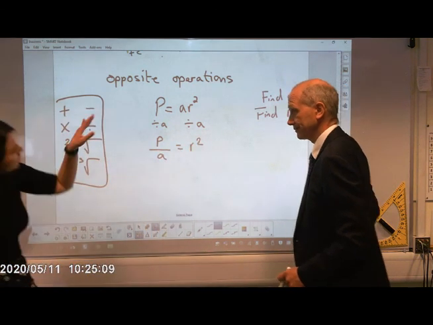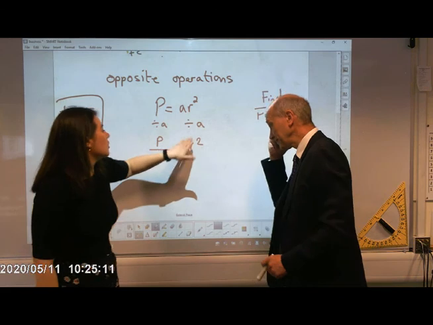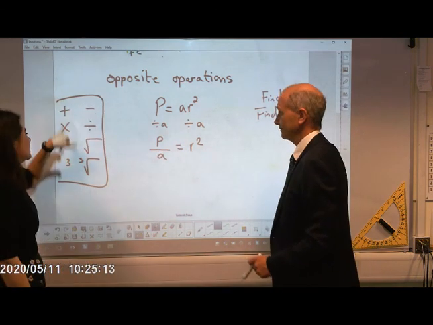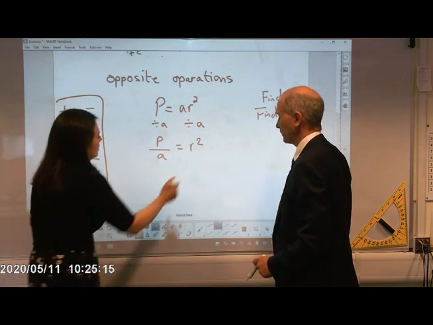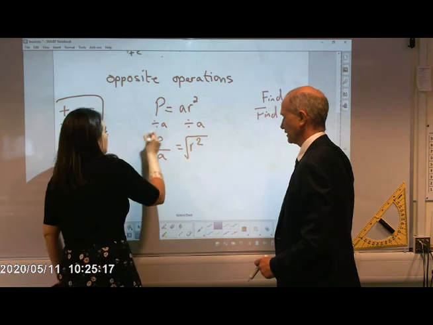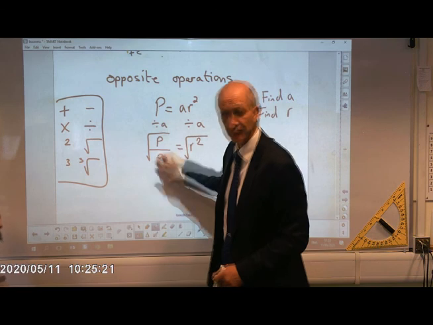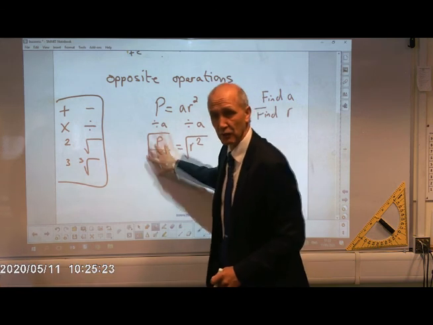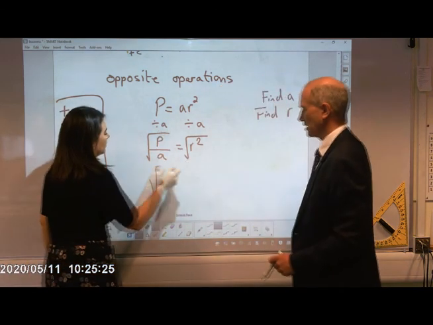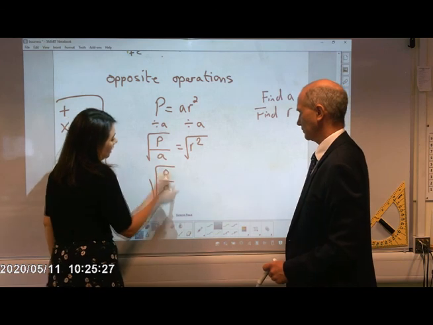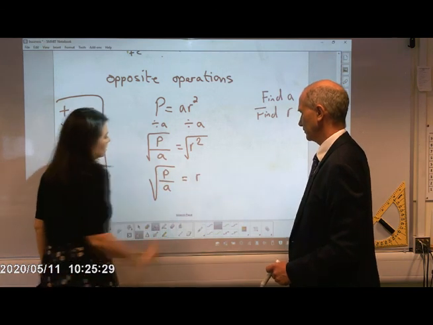Now, I want R by itself. At the moment I have R squared. The opposite of squared is square root. So you're going to square root both sides. And notice we square root everything on the side. Not just a little bit of it, not just the top, not just the bottom. All of it is square rooted, the whole side. So I've got the square root of P over A, the whole thing, is equal to R.